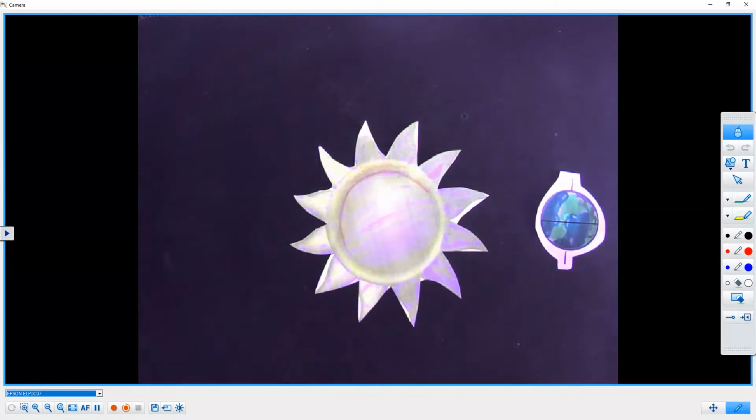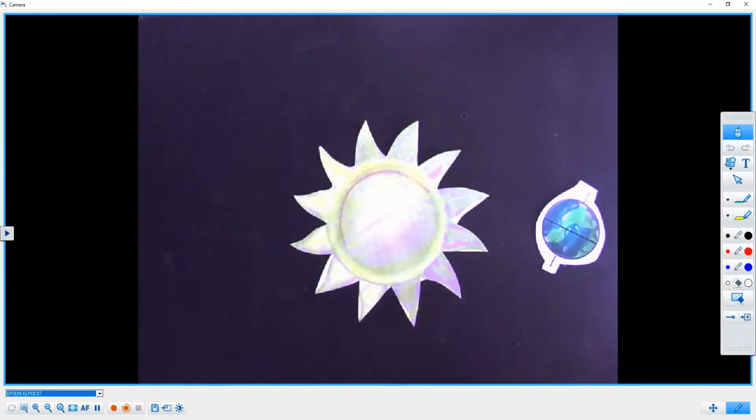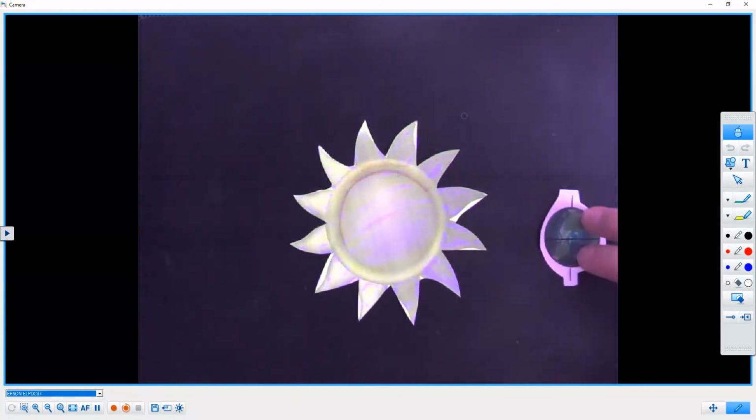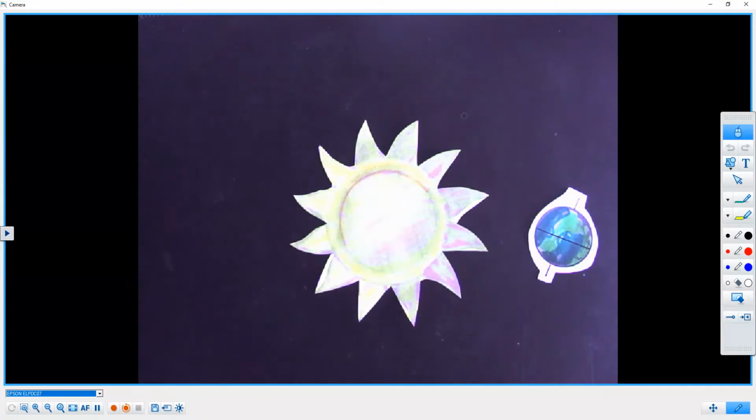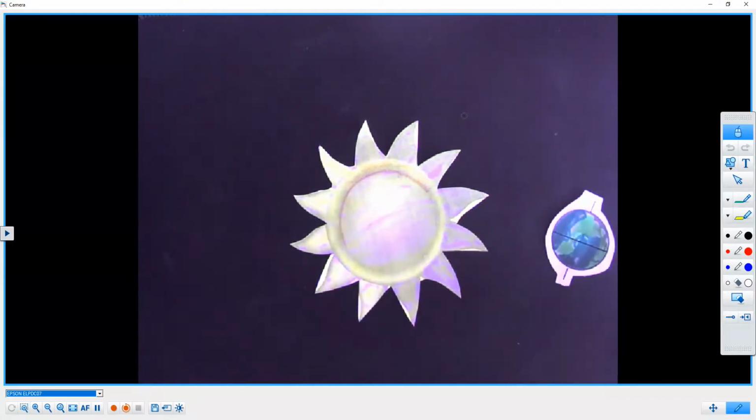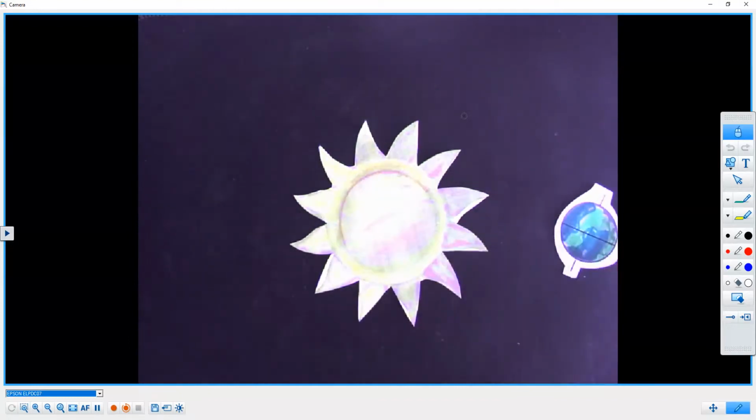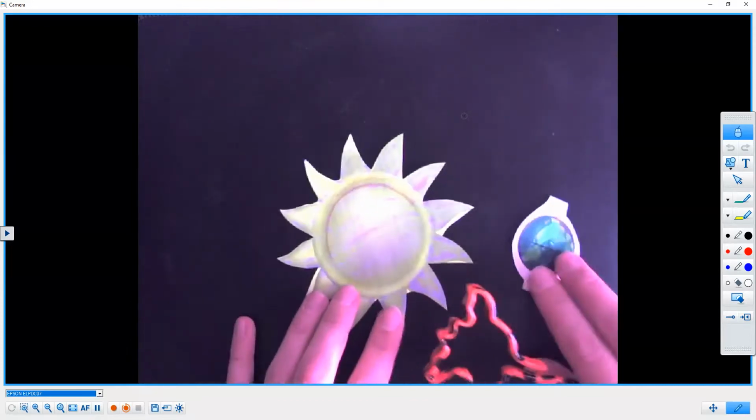So we know that the Earth is tilted on its axis. So the Earth is not straight up and down, it is tilted at an angle. It is tilted at an angle because we can get our seasons and day and night. So because it is tilted at an angle, that's one of the reasons we have our seasons. So let's talk about Earth in this position.